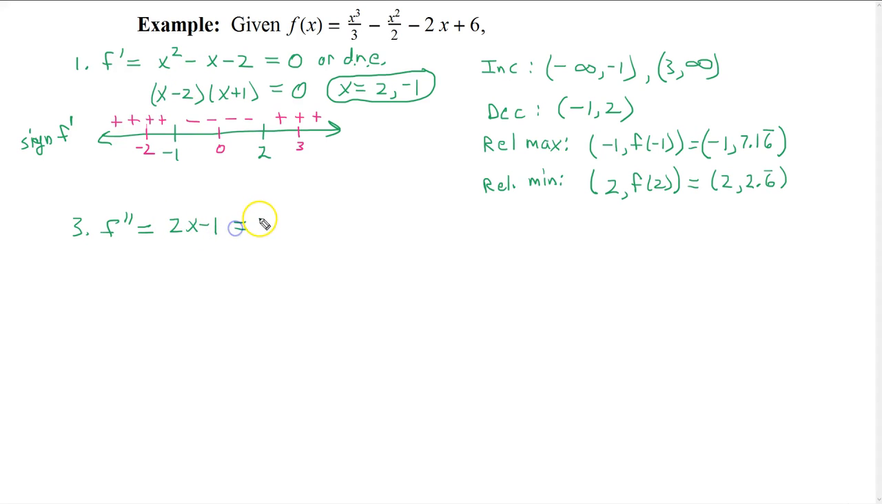and now we want to find where that is 0 or does not exist. So of course this implies that x equals 1/2. And there we go. So that is a critical number for our first derivative. That's where our second derivative is 0 or does not exist. And so now we want to set up a sign pattern for the second derivative.